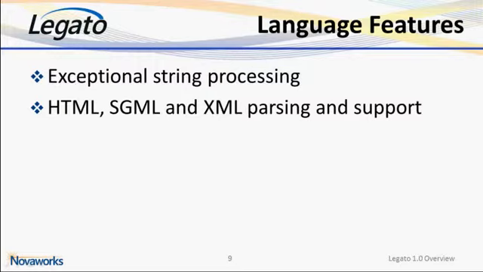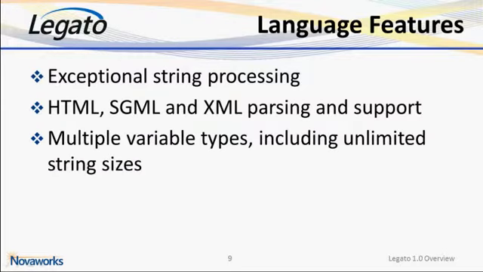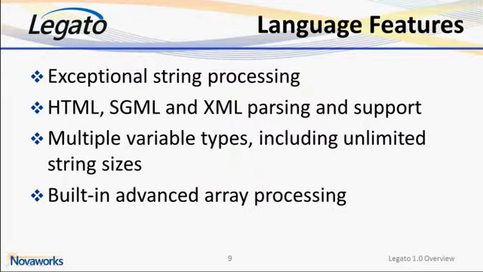You can perform simple quick and dirty parsing of files, or you can do complex and comprehensive parsing, looking for errors and other anomalies. To support all these features, Legato has multiple variable types, including unlimited string sizes. And those variables can be built into advanced arrays and processed, sorted, deleted, and treated like little mini databases.